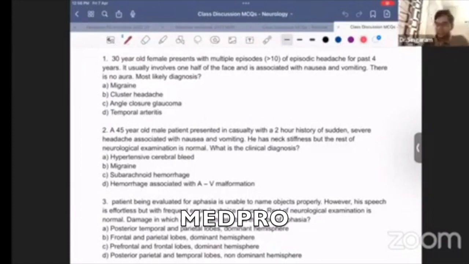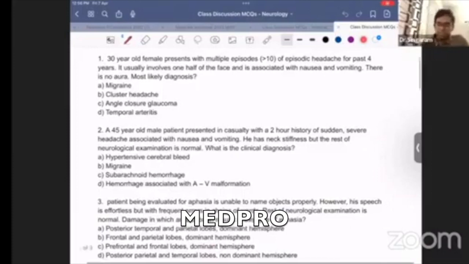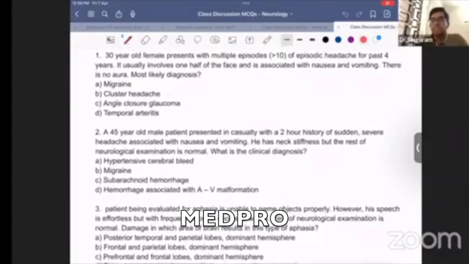So first one: a 30-year-old female presents with multiple episodes of episodic headache for the past 4 years. It usually involves one half of the face, and it is associated with nausea and vomiting. There is no aura associated with this. So now tell me what could be this particular condition. You have to discuss based on the features given in the question. It is a headache, right? It is a unilateral headache. Along with that, there are associated features like nausea and vomiting.